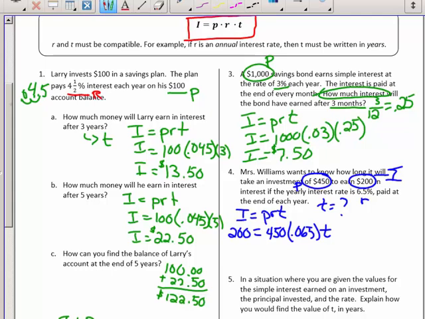So I'm going to multiply the 450 and the 0.065 together first, and that gives me 29.25T. So to get T by itself, I have to divide because they're being multiplied. So 200 divided by 29.25 is going to give me, so I'm going to round this to the nearest tenth. It's going to take 6.8 years in order to get there.